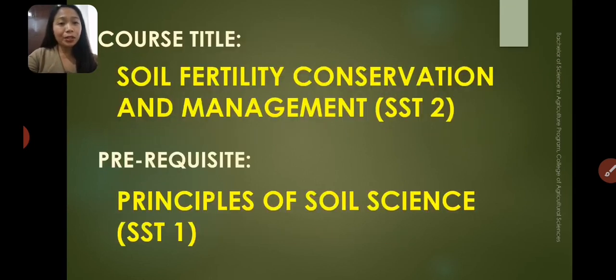The title of the course that we have is Soil Fertility, Conservation, and Management. Its code is SST2. You cannot proceed to Soil Fertility, Conservation, and Management if you are not able to complete SST1, Principles of Soil Science, because SST1 is a basic core course, so that you will be prepared to study Soil Fertility, Conservation, and Management.